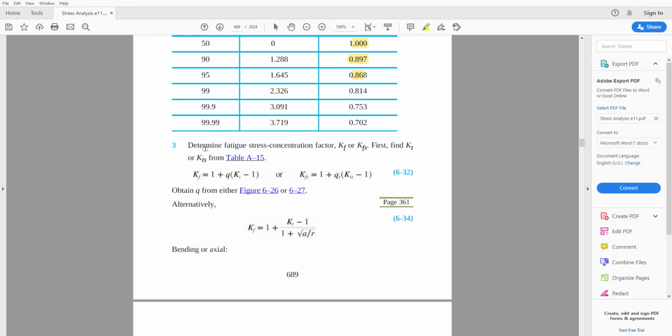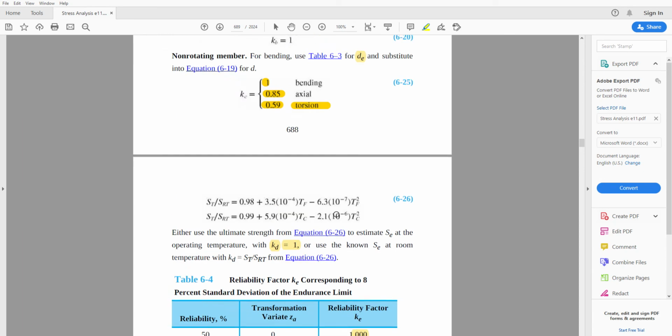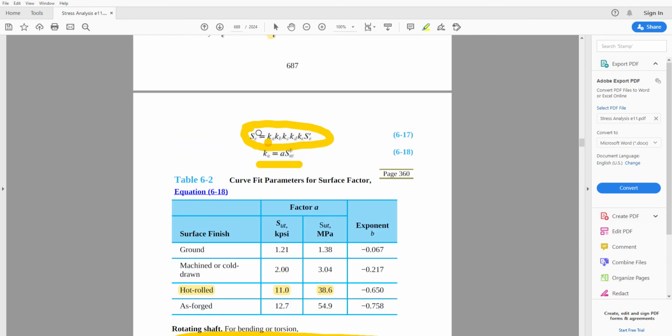We need to determine, oh yeah, we can find the Se, right? The endurance limit. We found all these modification factors. We know Se prime. Just multiply them, and then we get Se, the endurance limit of the actual piece.